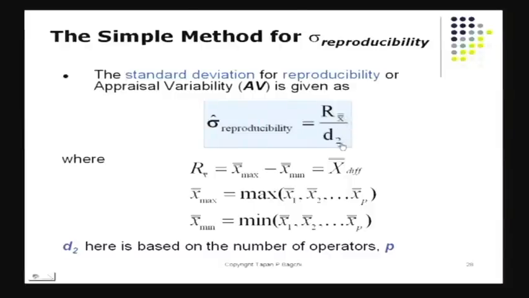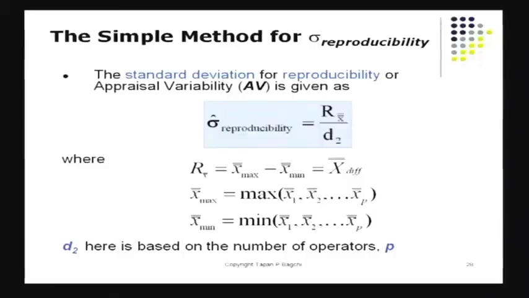This D2 is different from the D2 that I used before, so it should not be confused with it. The first D2 came from the number of times I repeated my measurements using the same gauge. I measured the same part n number of times. And here I've got different operators. So I've got P different operators, and they've used the same gauge and produced readings.